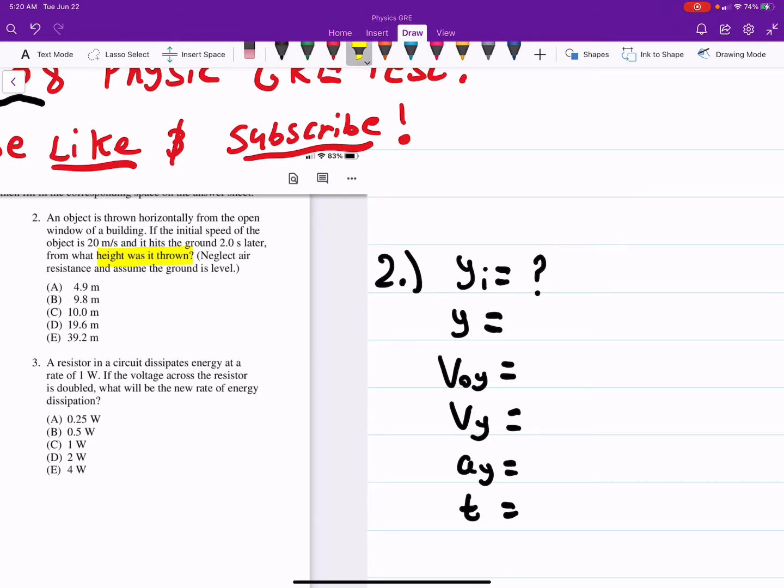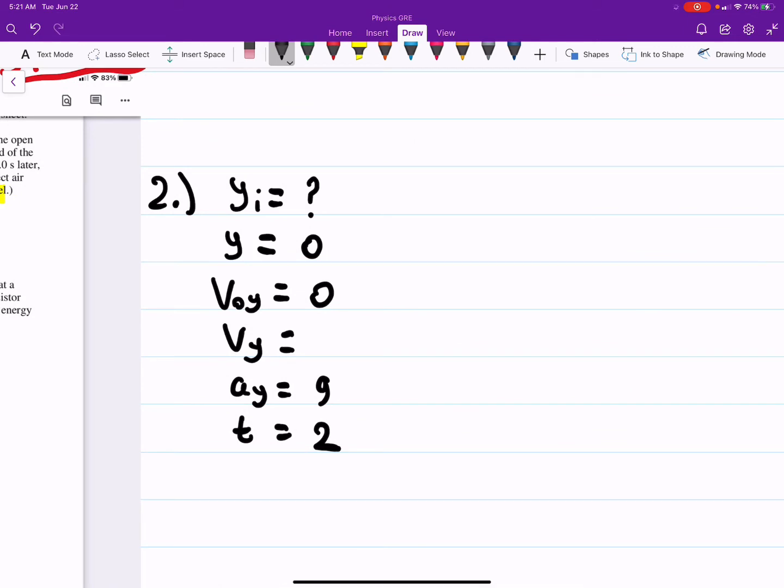We know that it hits the ground, and the ground is level, so that means our final y will be 0. If it's just given a velocity in the x direction, there will be no initial y velocity. The man's just throwing the ball straight out of the window, giving it only horizontal velocity. So it mentions here that it is thrown horizontally. That's important. Acceleration, we know that's going to be g, and we know that t is 2. So we can use our kinematic equation here. This is going to be the most famous one. You're going to want to memorize this for the test. y equals y initial plus v naught y t minus 1/2 g t squared.